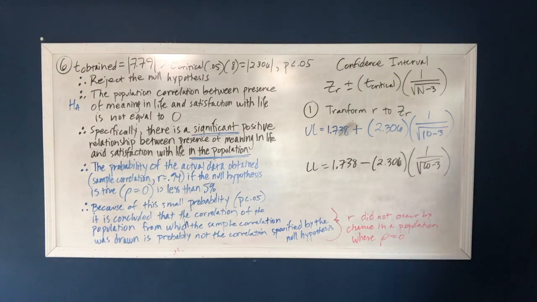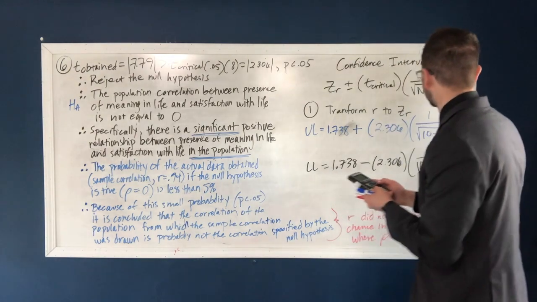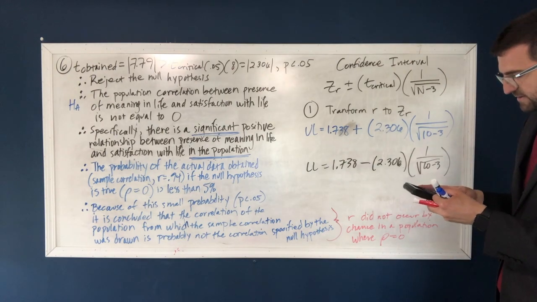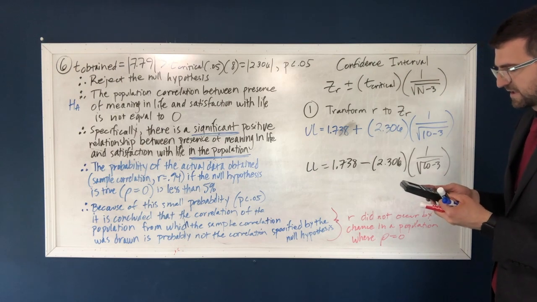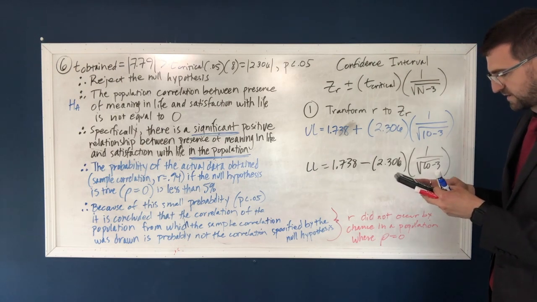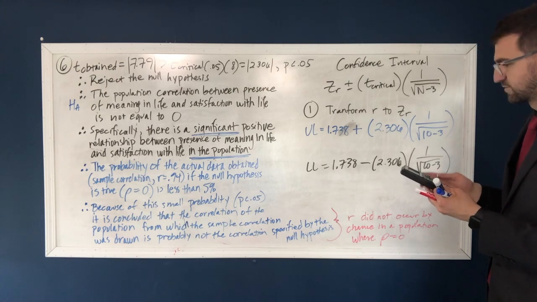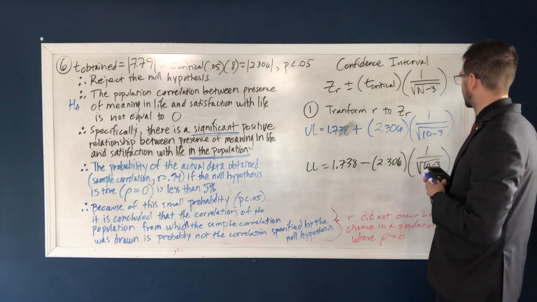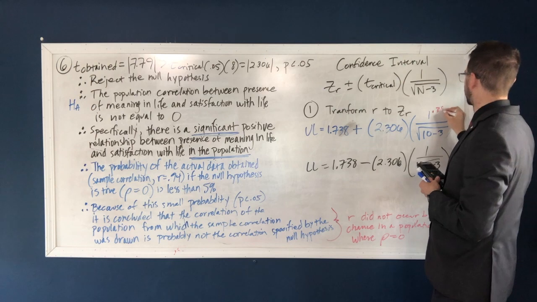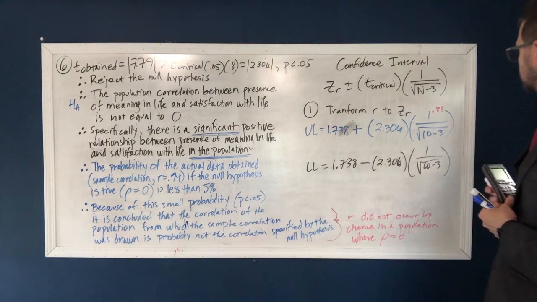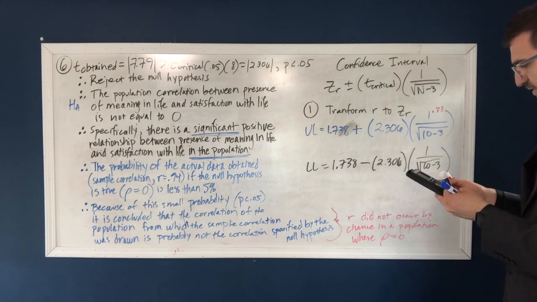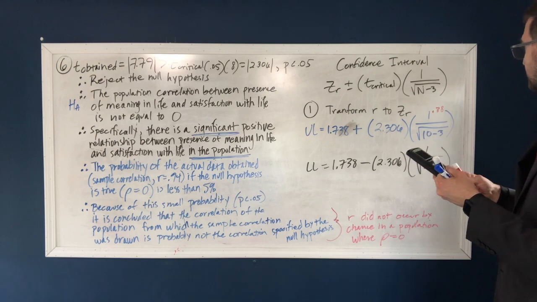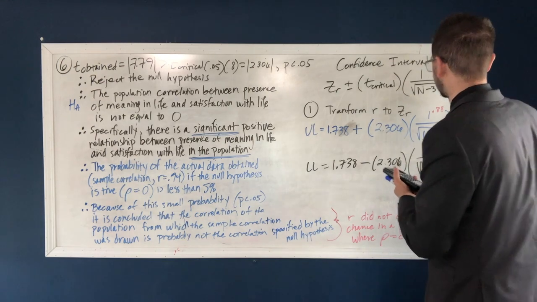Okay, perfect. So let me go ahead and grab my calculator and let's do these analyses. So you're going to want to start over here with the square root, and you have 10 minus 3 is 7. So the square root of 7 is going to be 2.65. So 1 divided by 2.65 is going to be 0.38. Okay? And then multiply 0.38 times 2.306.